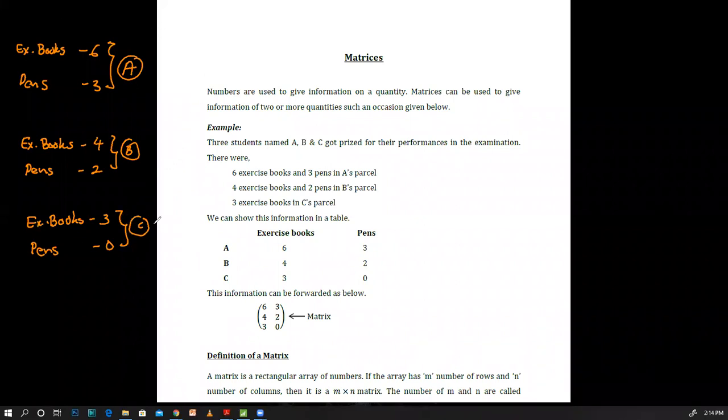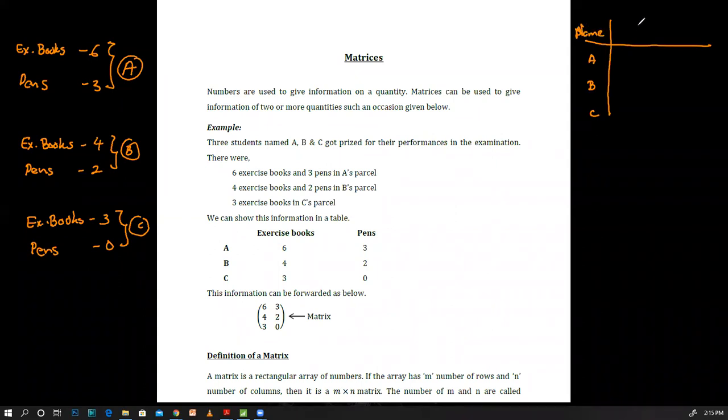Since this is the information regarding the prizes that A, B, and C got, now we can tabulate this. We just include this data in table form. Suppose you are creating a table in this form. In the first column, you write the student name: A, B, and C.